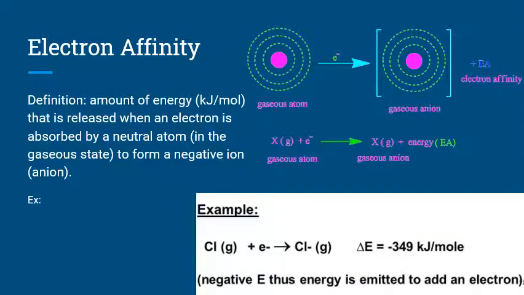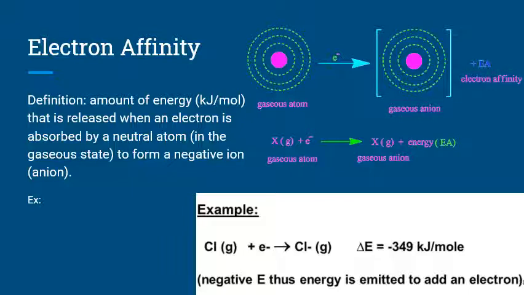So we just looked at ionization energy, which is the energy required to take off an electron. However, now we're going to reverse that and we're going to look at the energy that is released when we receive an electron. So that's what's called an electron affinity. So electron affinity is defined as the amount of energy that is released when an electron is absorbed by a neutral atom to form a negative ion, aka an anion.